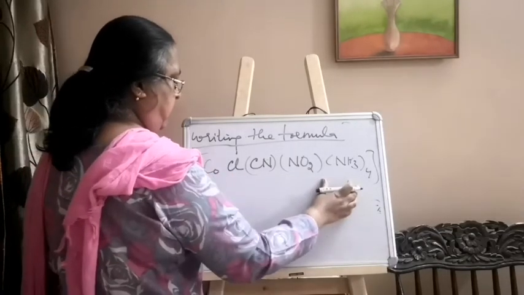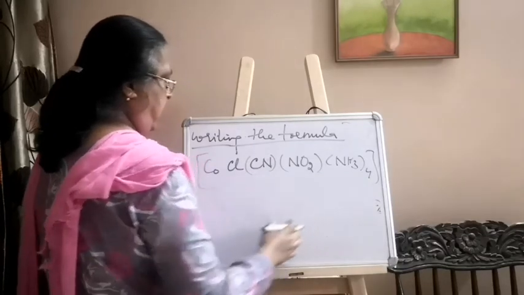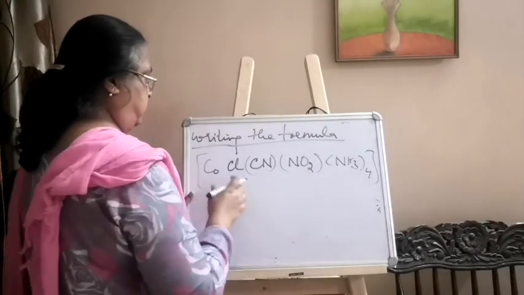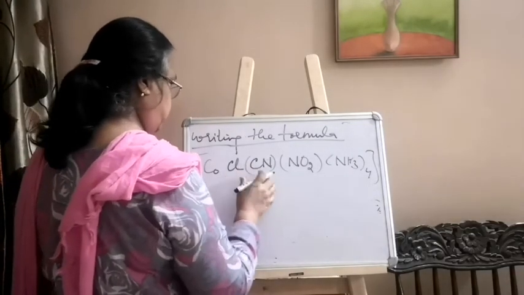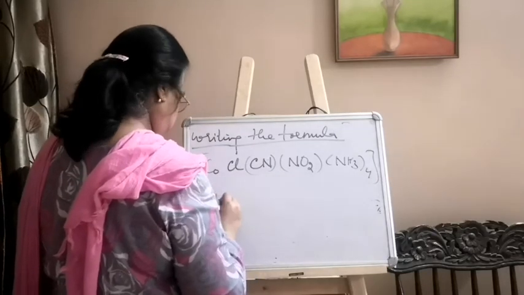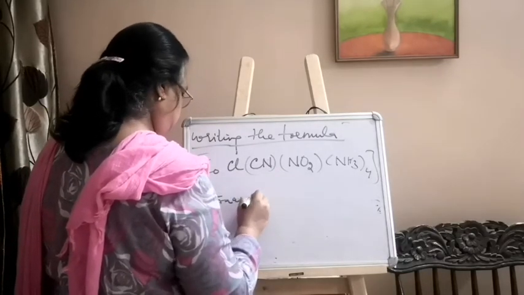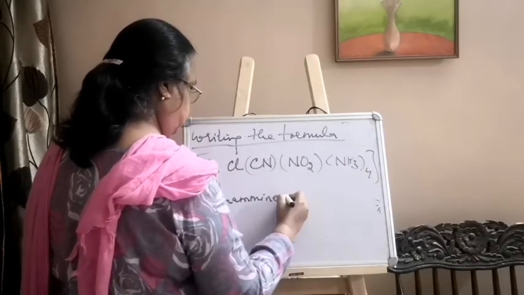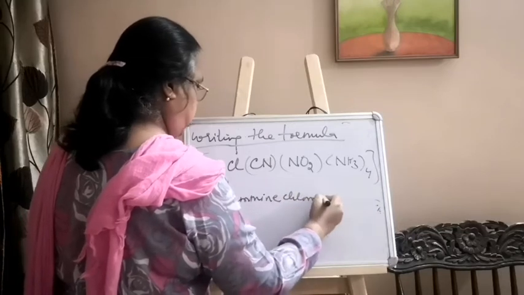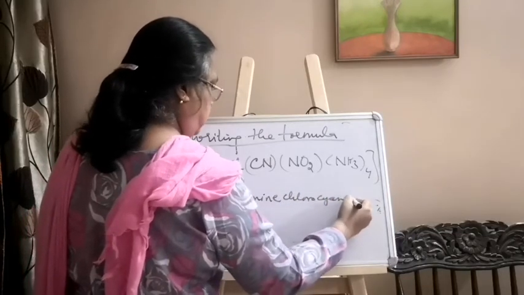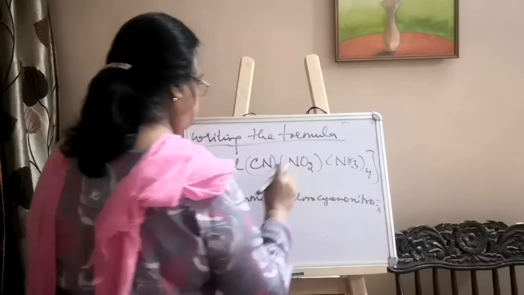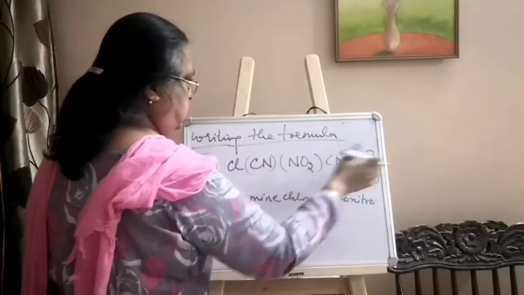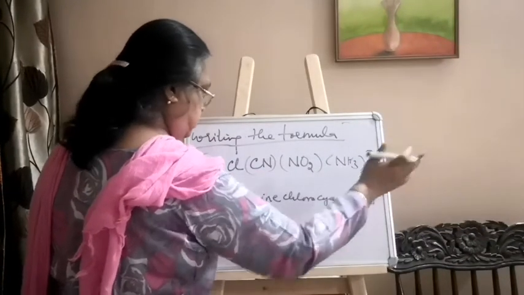So you write the name of the ligand. So when you write the name of the ligand, this will be given as what? Tetraammine. First ammine, then chloro, then cyano or cyanido, and then nitro. In your book I saw this is given as nitrito, so it's a printing mistake. And if you have one sulfate or something, here it will be sulfate anyway.